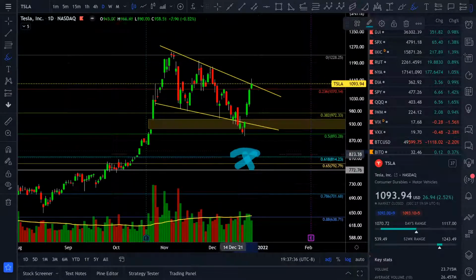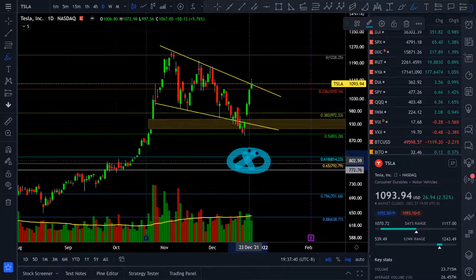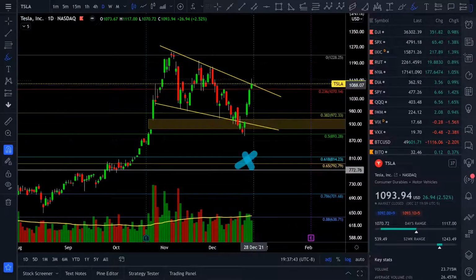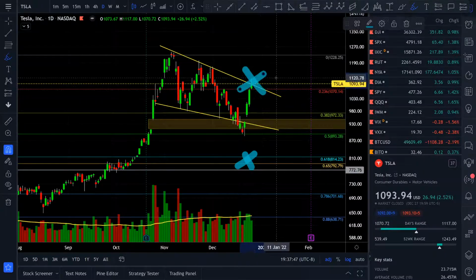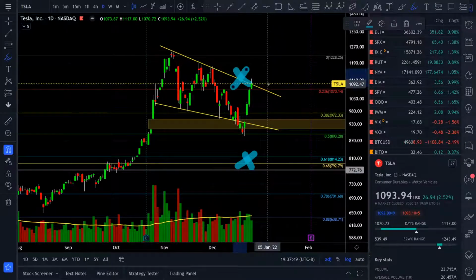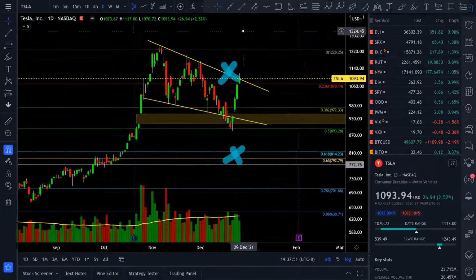So this target down here was just a longer term target if Tesla has continuation to downside. I shouldn't have drawn just one X. The other target would have been the top side of this wedge up here. So I'm going to leave that there this time. I forgot to draw the bull target for people last time.